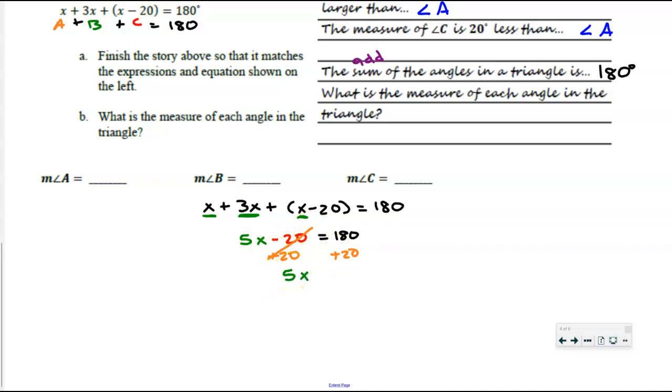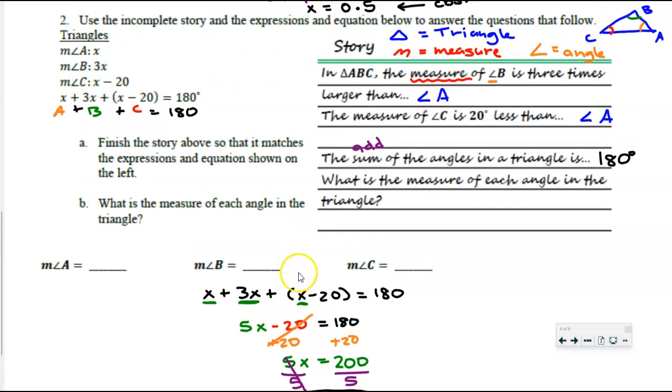Now I have 5x, which is equal to 180, plus 20 is equal to 200. I am now going to divide each side by 5. And now I have x, which is equal to 200 divided by 5. Jaden, 40. Okay, x is 40, but now let's do something with that. If x is 40, what does that actually mean for the story? Angela.